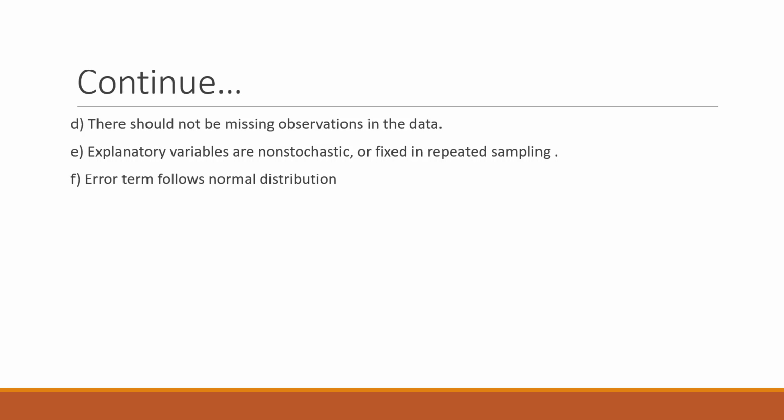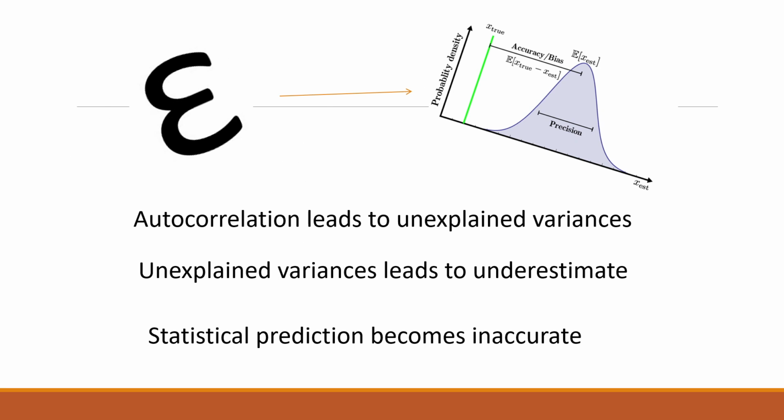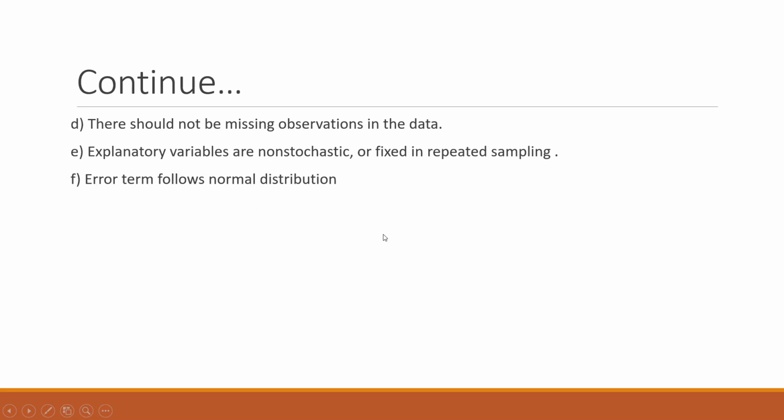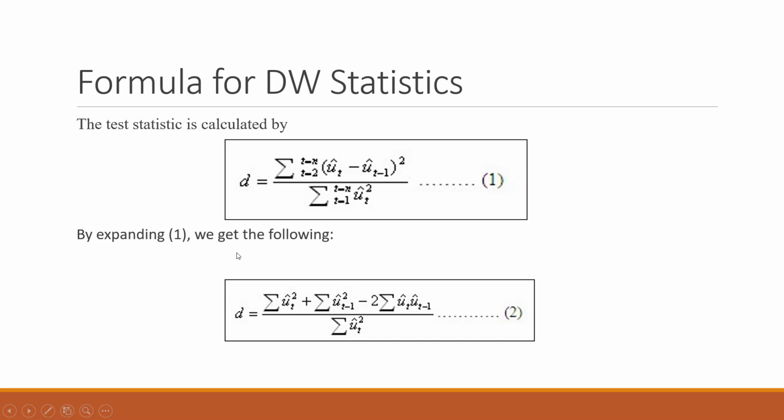The fourth is there should not be a missing observation in the data. Fifth, explanatory variables are non-stochastic or fixed in repeated sampling. Sixth, error terms should follow the normal distribution. What is the hypothesis? The null hypothesis is rho is 0, no autocorrelation. I am talking about which rho? This one. This rho should be 0. If rho is greater than 0, then there is a positive autocorrelation. If rho is less than 0, then there is a negative autocorrelation.